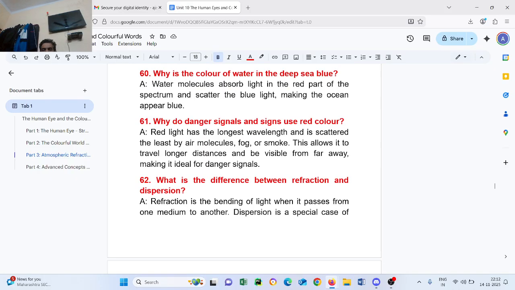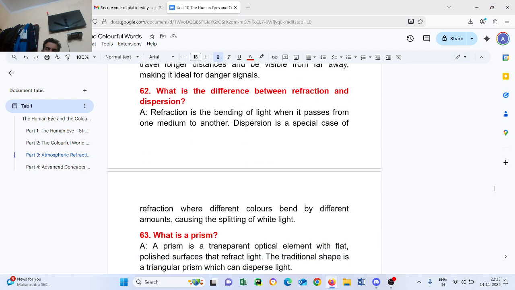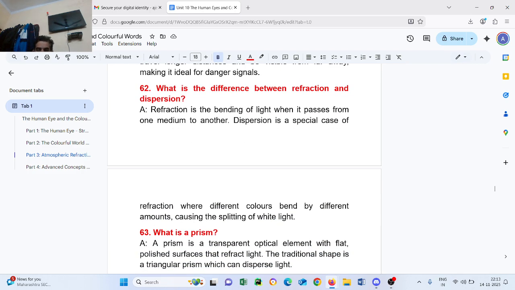What is the difference between refraction and dispersion? Refraction is the bending of light when it passes from one medium to another medium. Dispersion is a special case of refraction where different colors bend by different amounts, causing the splitting of white light.